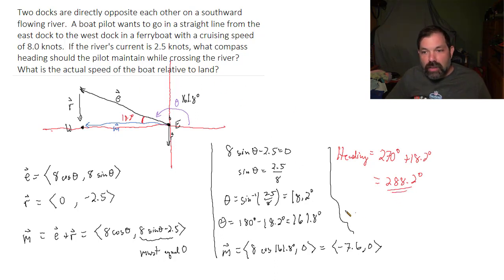And the actual speed of the boat relative to the land, the speed would be the magnitude of the m vector, which is 7.6 knots.